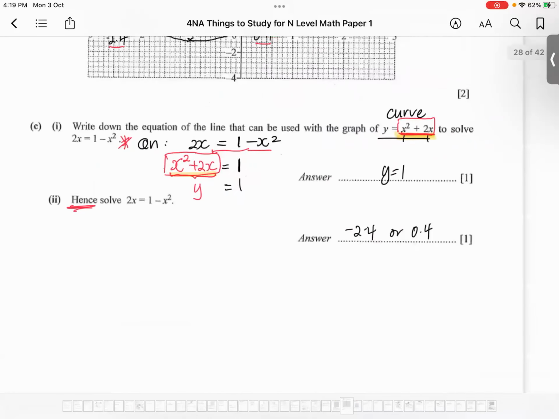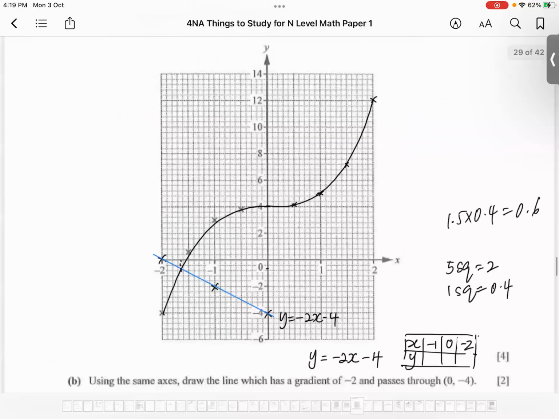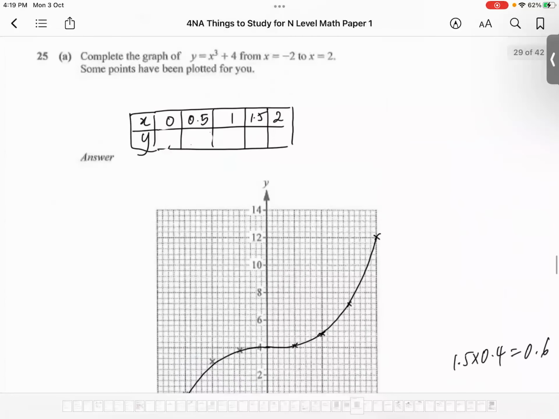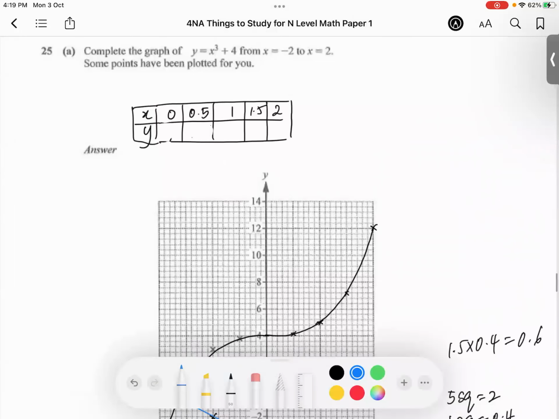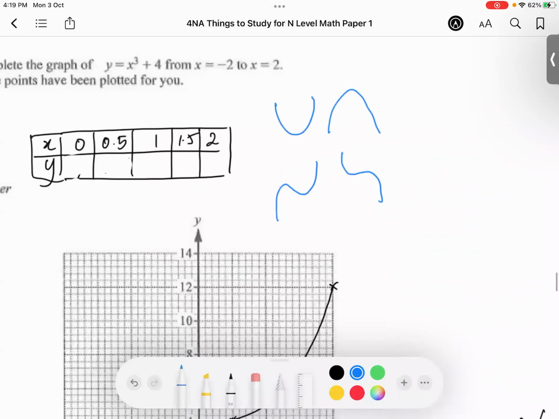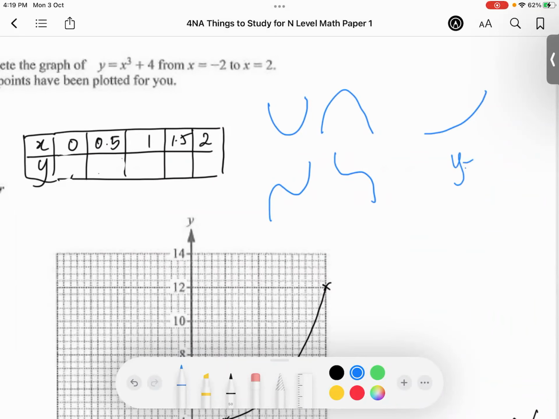Next one, this graph, just to highlight. There are a few types of graph that can come out. Graphs are no longer just in paper 2, they can be in paper 1. You can have quadratic, which you should know how to draw, happy face or sad face. You can have cubic, with the turning point. The other type is exponential form, y equals 2 to the power x, something like that. So these are the 3 main types.